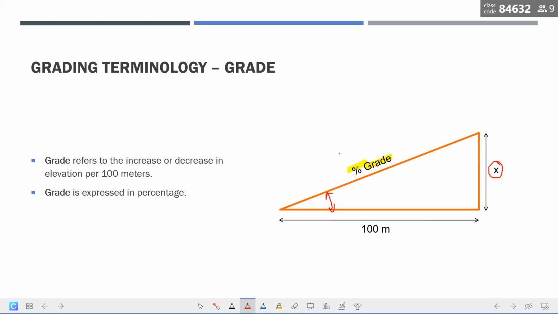Generally, a 1 to 3% grade is not too steep. For walking, for example, a 5% grade is quite challenging, and anything above 5 would be quite a challenge to walk.